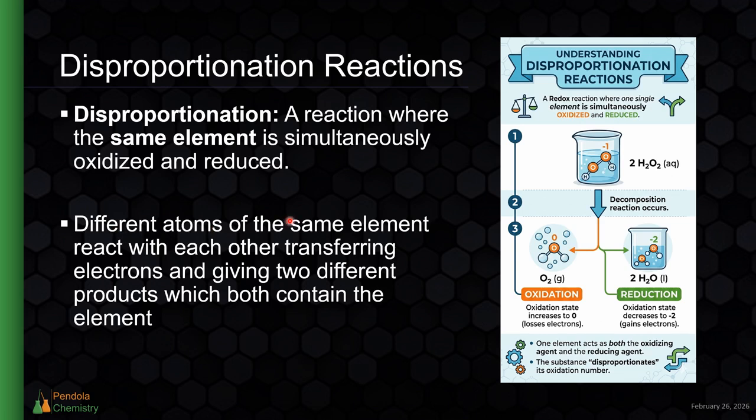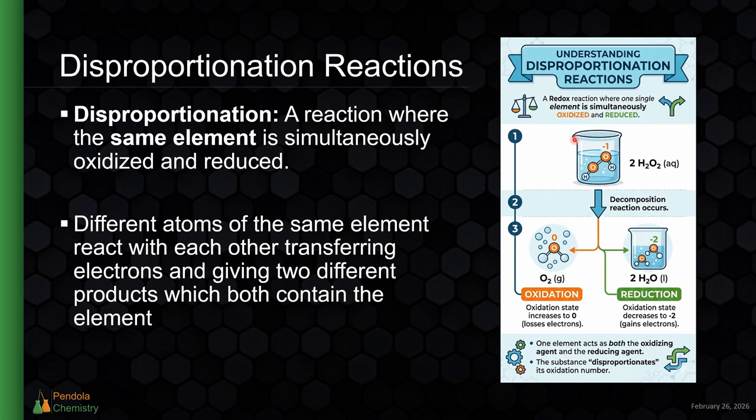Different atoms, but of the same element, are going to react with each other, transferring electrons amongst them, giving you two different products, both of which are going to contain the element. So it's not one atom reacting with itself, but two atoms or multiple atoms of the exact same element transferring electrons amongst each other. One atom gets oxidized, gives you one product with the element in it. The other atom gets reduced, gives you the other product with the element in it.